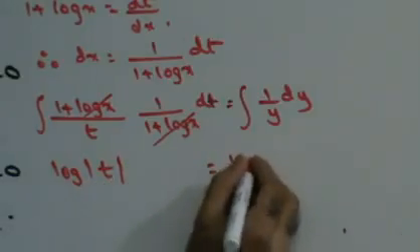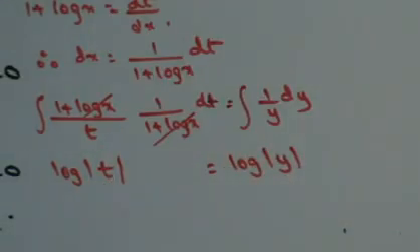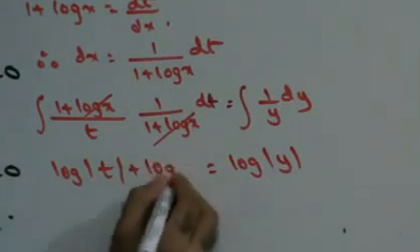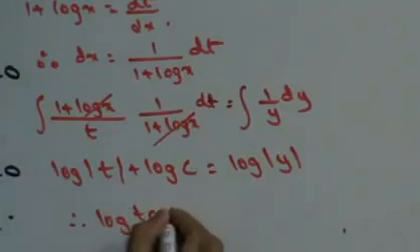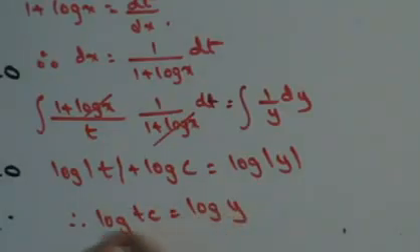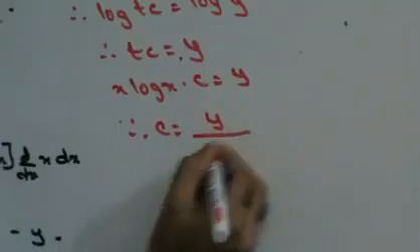Integral of 1 upon y is log y. Now since both the terms x and y are in terms of log, you will have to have your constant also in terms of log, right? Now I can say that therefore log tc is equal to log y. Log and log get cancelled, therefore I can say tc is equal to y. I can substitute the value of t. I can therefore say that x log x into c is y. Therefore c is y upon x log x, right?